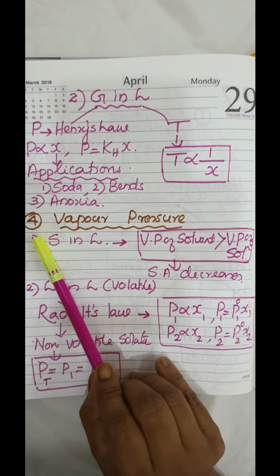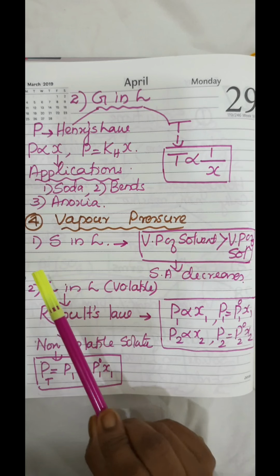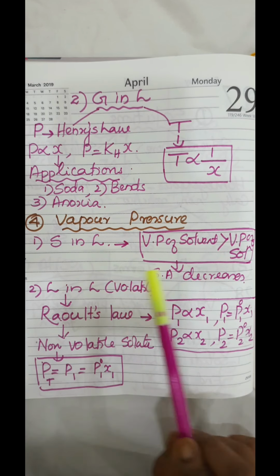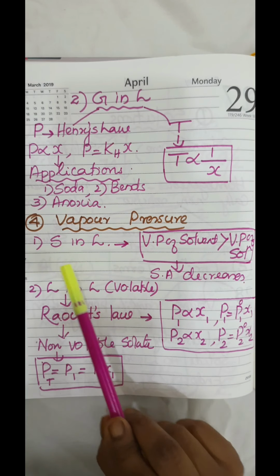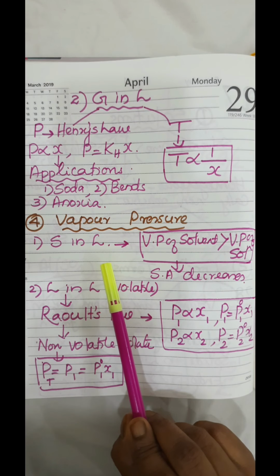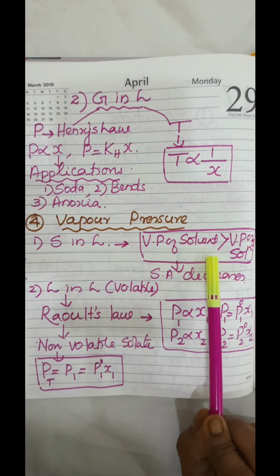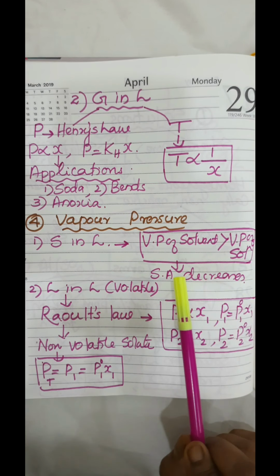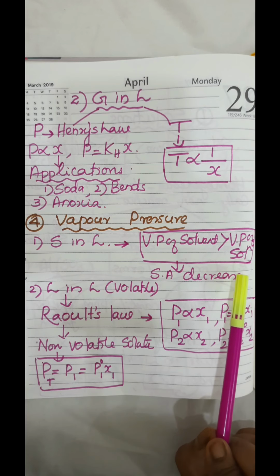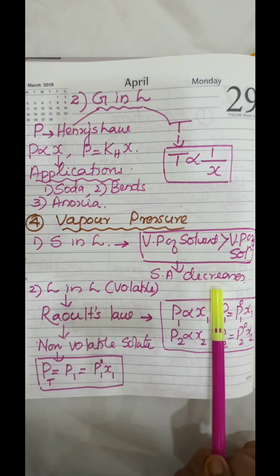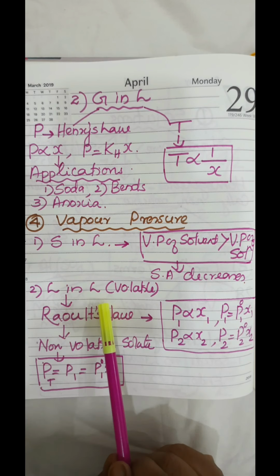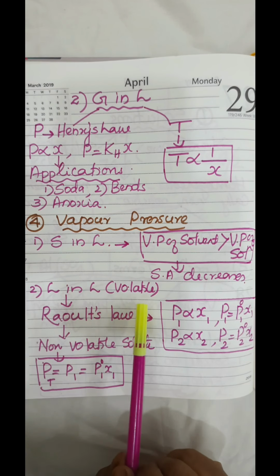Then the fourth one, vapor pressure. First we study vapor pressure of solids in liquids. When a solid is dissolved in a liquid, it becomes a solution. The vapor pressure of the solvent is greater than the vapor pressure of the solution, and the reason is that in the case of a solution, the surface area for evaporation decreases. Then the second one, vapor pressure of liquid in liquid. These two liquids are volatile.